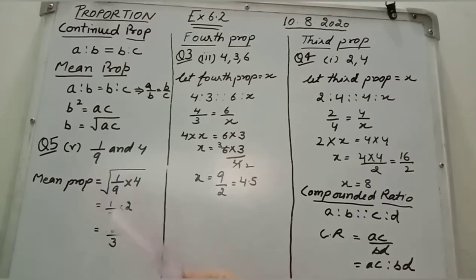What is the square root of 1? 1. What is the square root of 9? 3 3s are 9. So 3. What is the square root of 4? 2 2s are 4. So the square root of 4 is 2. So 2 multiplied with 1, 2. 3 in the denominator as it is.